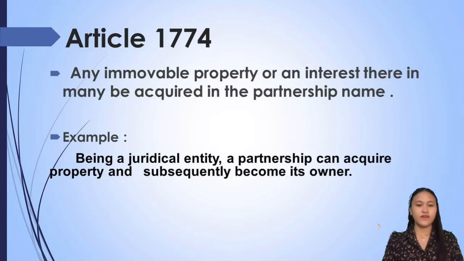Article 1774. Any immovable property or an interest therein may be acquired in the partnership name. Example: being a juridical entity, a partnership can acquire property and subsequently become its owner.